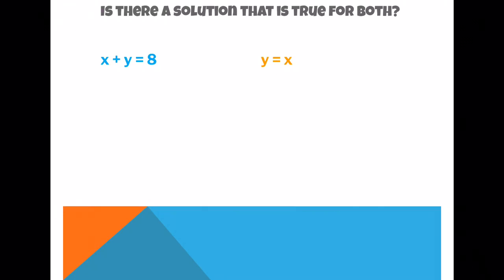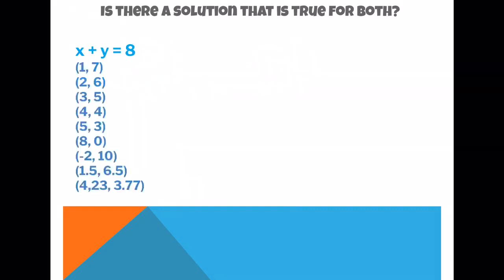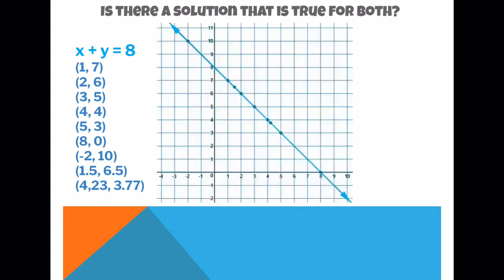Find the solution that is true for x plus y equals 8, and also true for y equals x. Well, let's go back and look at our data. For x plus y equals 8, we have all of these solutions, and we know that if we graph it, we can show the infinite number of solutions for x plus y equals 8.